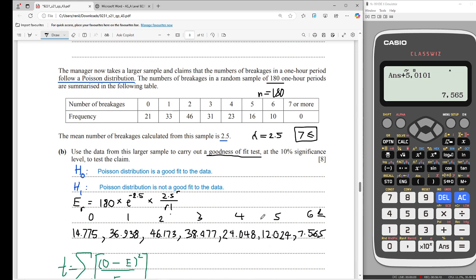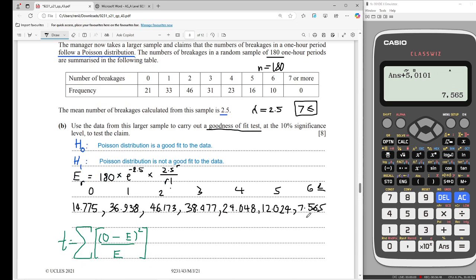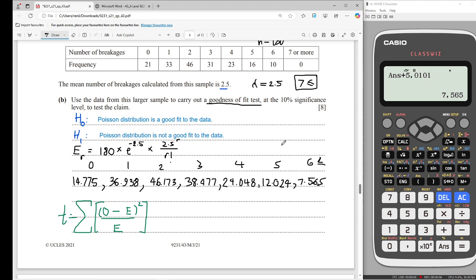Okay, we have this right here, 6 or more, that's the probability, that's the expected value. We have to combine these two, so when we combine these two, our observed frequency still doesn't change, it's going to be 10. So now we have to use the formula. We are finally able to use the formula because every expected value is greater than 5.